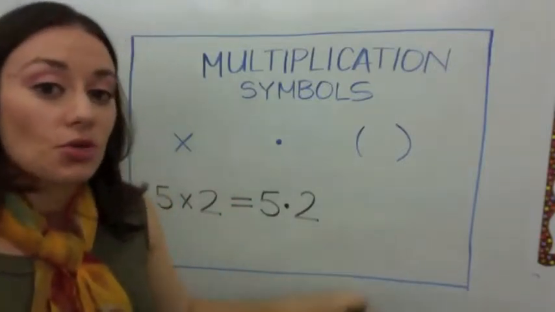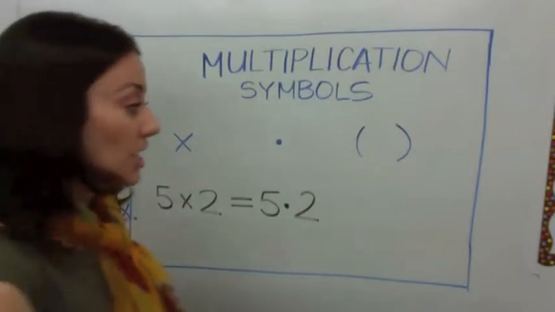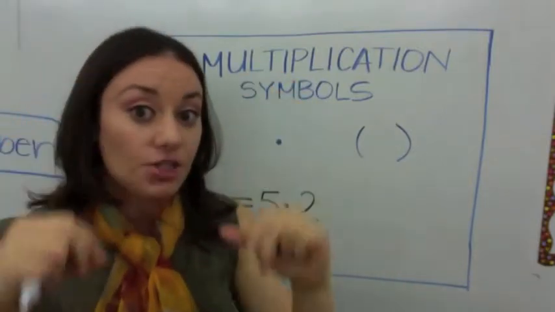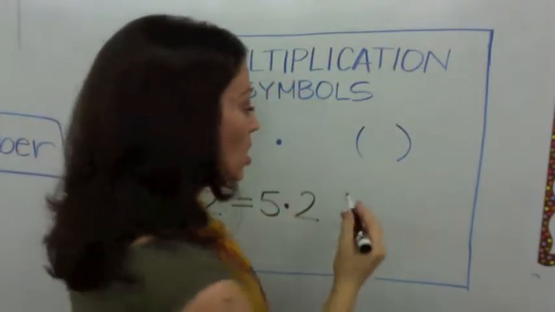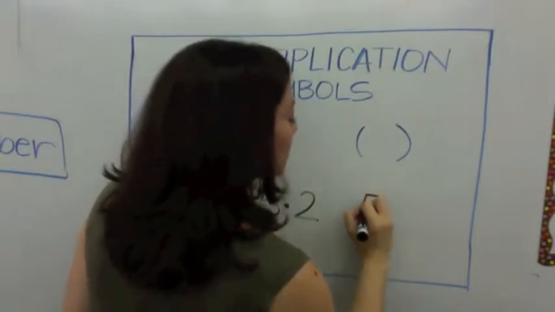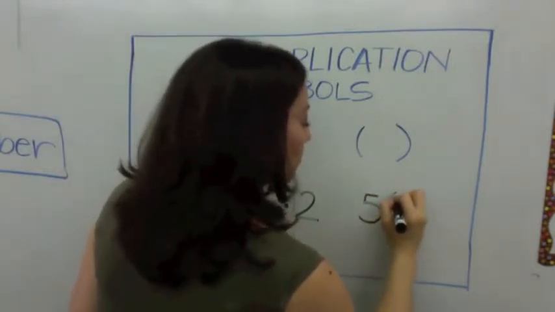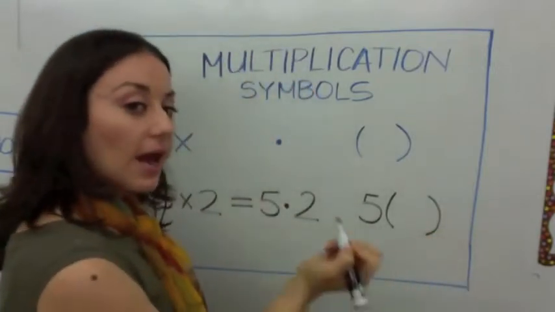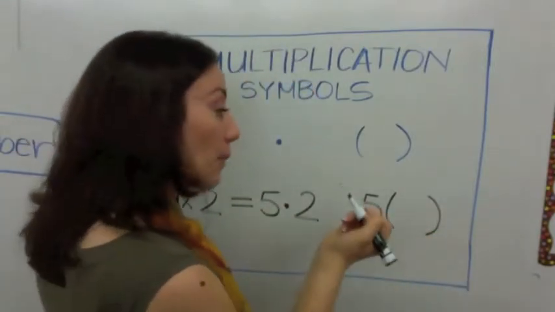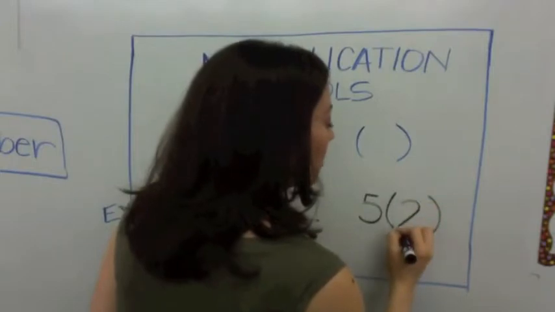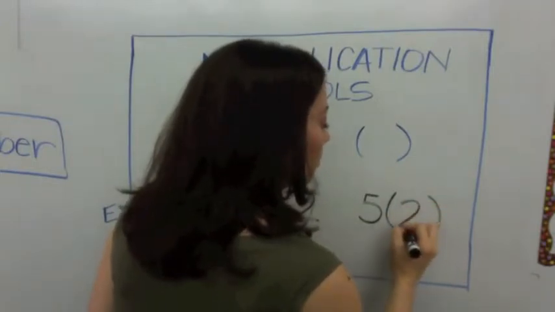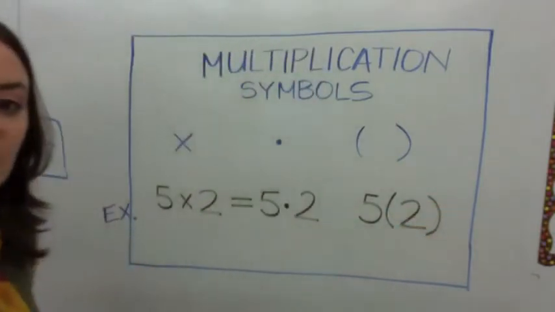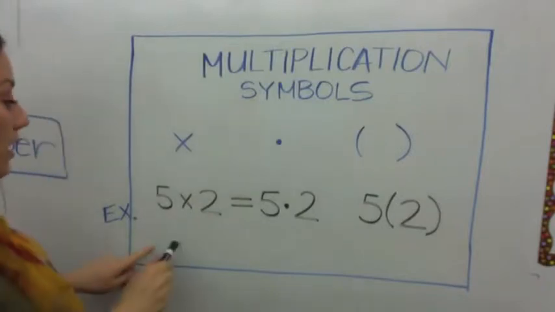The last way to write multiplication is to use parentheses. You put the 5 outside of the parentheses. Then you make the parentheses. Go ahead, make those like that. And on the inside, you're going to put the number you're going to multiply by, which is 2. So this also says 5 times 2. Go ahead and get that down.